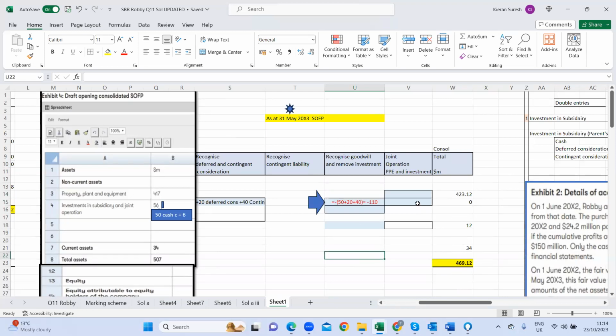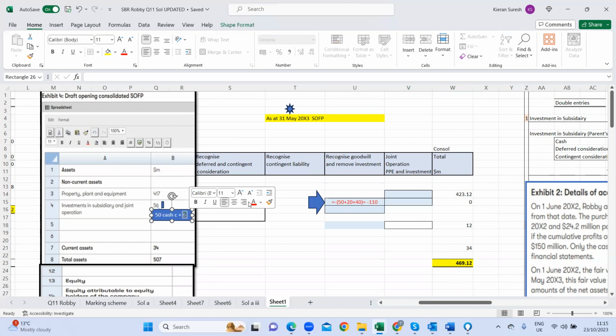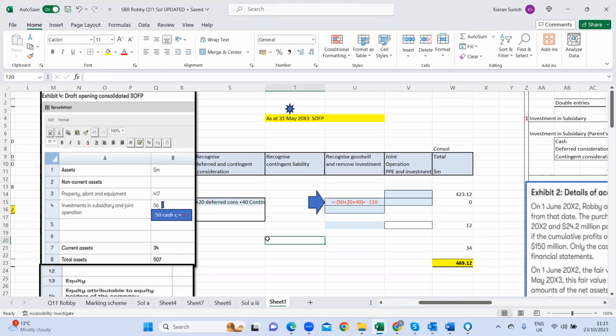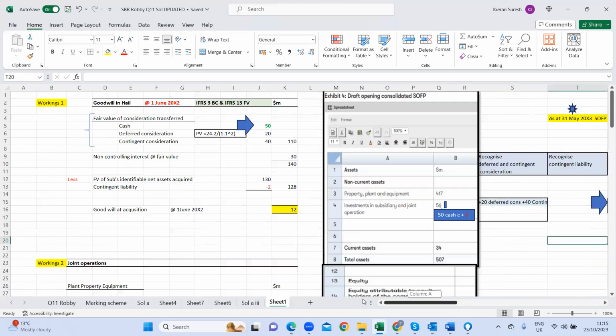And there is one more entry here. I need to remove this 6 million. I'll do it when I reach the end, when I deal with IFRS 11 and 12, joint operations. That's done.